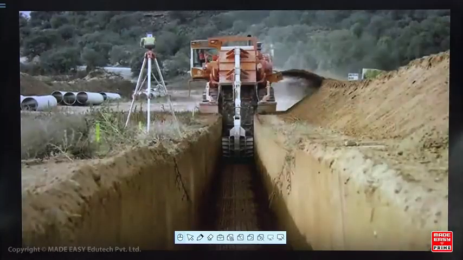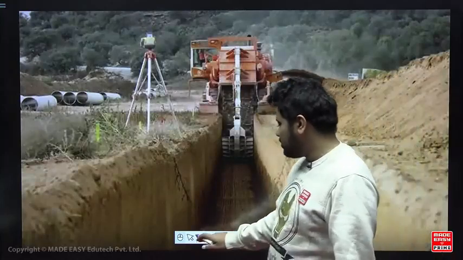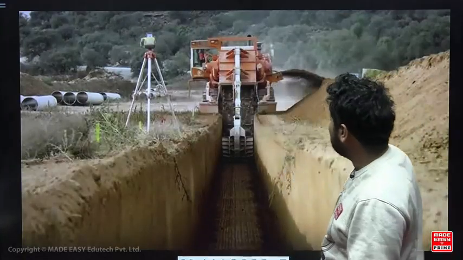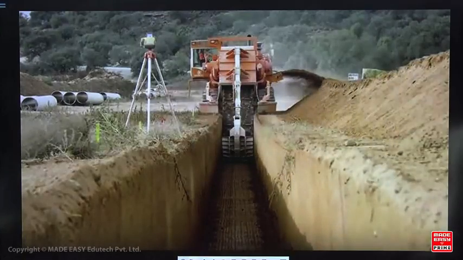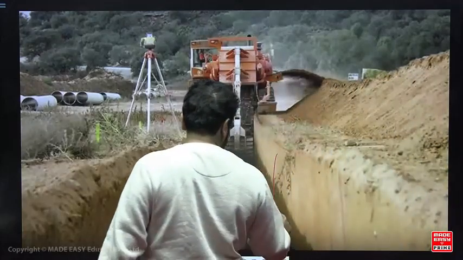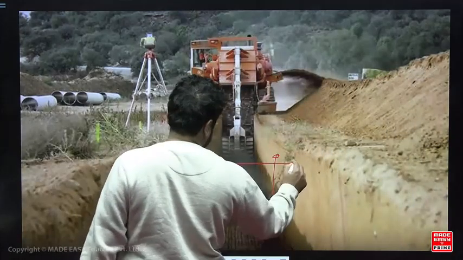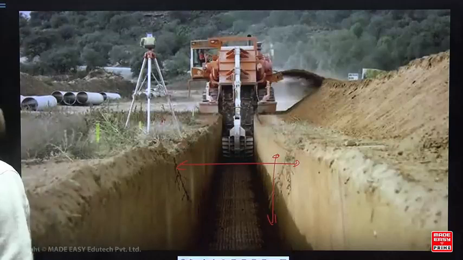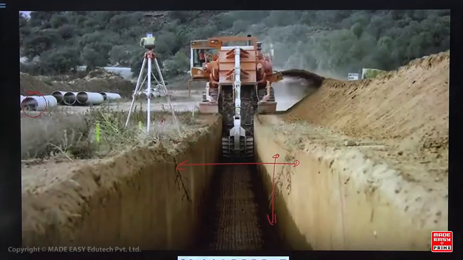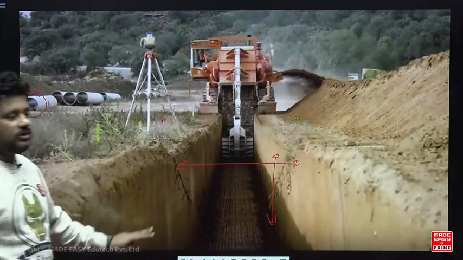This is called trenching. You can see that there is some excavation going on, right? आपको दिख रहा होगा. This is called a trench, in which you can see that this is the depth, isn't it? And this is the width. So these pipelines may be for gas, maybe for the sewer, maybe for electrical cables and so on. So this is your trench, correct? This is called trenching.